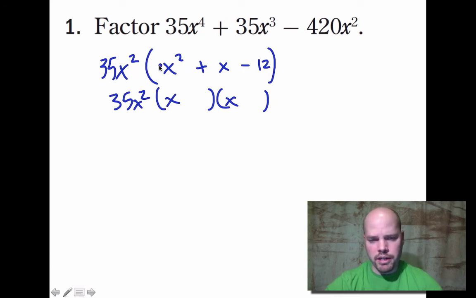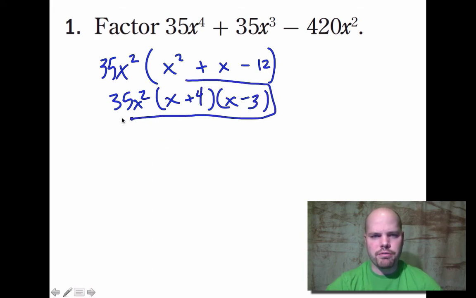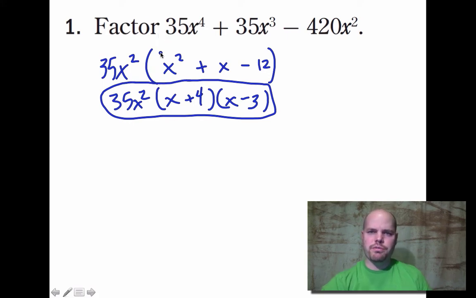Now, since this is 1x squared, x and x, 1, 1, we can just look at the factors of negative 12 that add up to a positive 1. So one's positive, one's negative. That's the only way to multiply to negative 12 and add up to a positive 1. It'd have to be a plus 4 and a minus 3, and this would be the factored form of 35x to the fourth plus 35x cubed minus 420x squared.